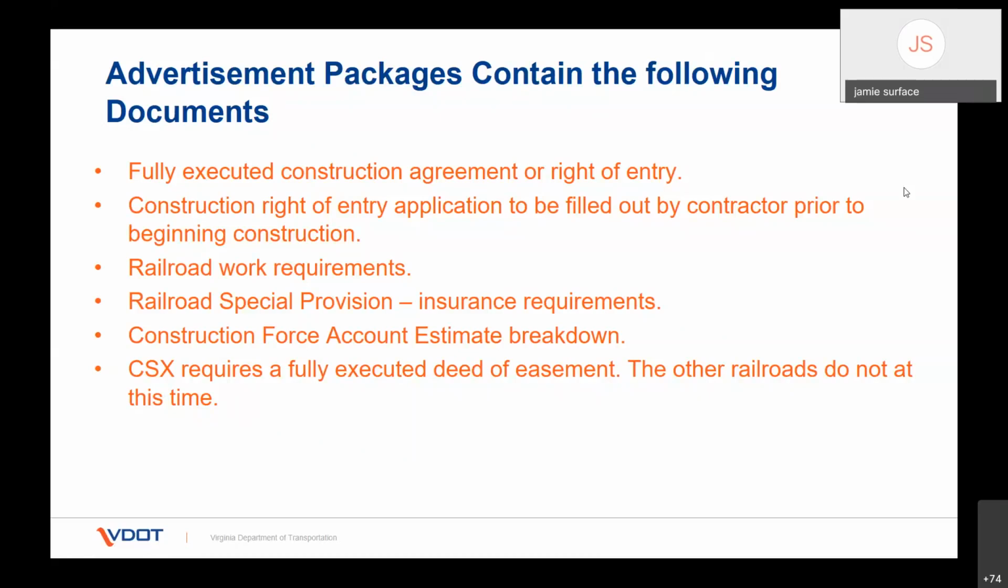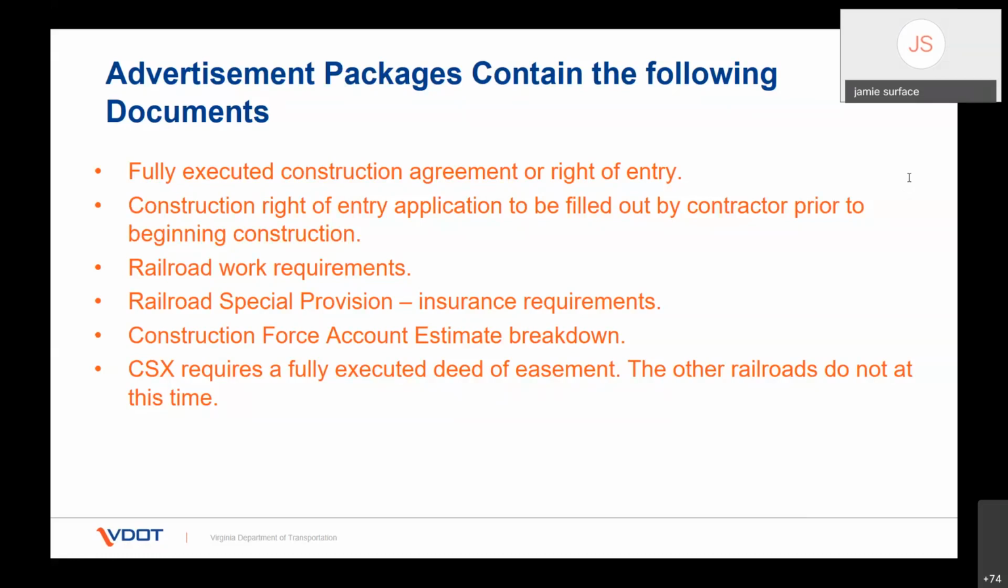Also, with the advertisement package, there's the railroad work requirements that typically comes in as part of the agreement package as well. There's a railroad special provision that includes insurance requirements. So anytime you're working on railroad right of way, you've got to have rail liability insurance. So that's got to be part of the package as well. Typically, that provision is in there. The contractor has to meet those requirements as well. So those two things the contractor has to meet once the project is awarded, but it's got to go into the advertisement package so he knows what he's bidding on.